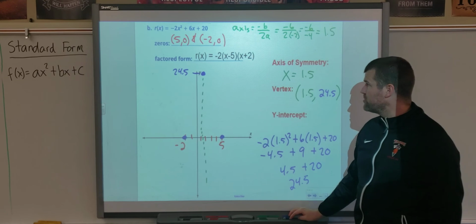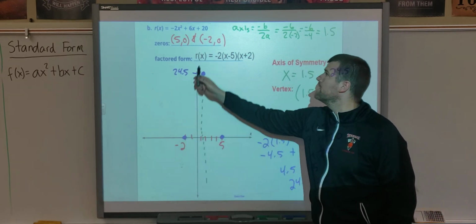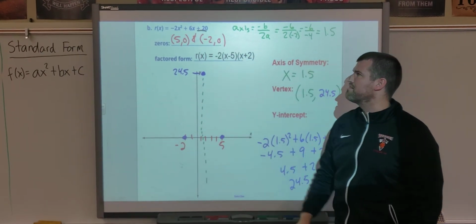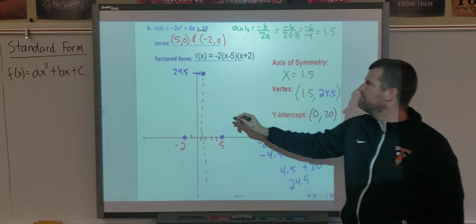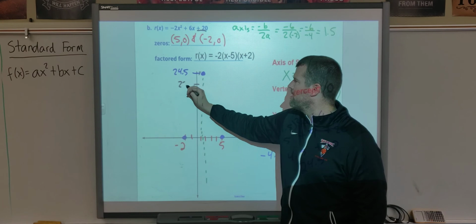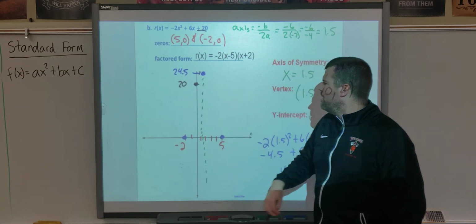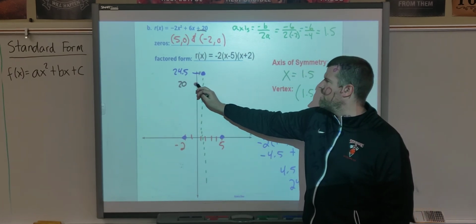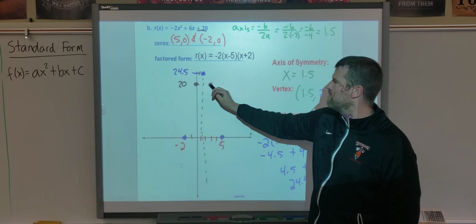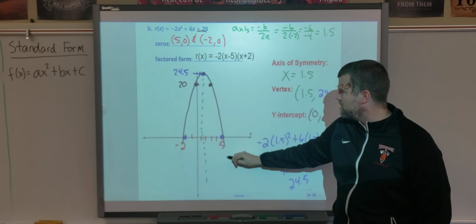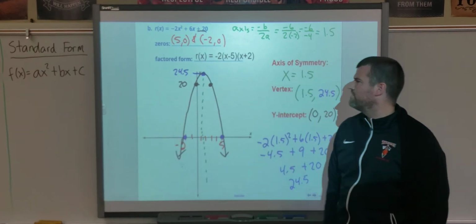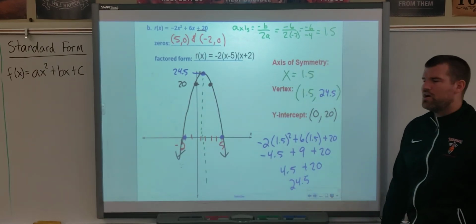And then the one additional point that we know for sure is that our c value, since it is 20, means our y-intercept is at 0, 20. I'm going to estimate right about there. And then I know if I have a point here, I have to have a symmetric point over there. And I can connect my dots in a nice U-shaped curve. And we've got a graph of our quadratic.